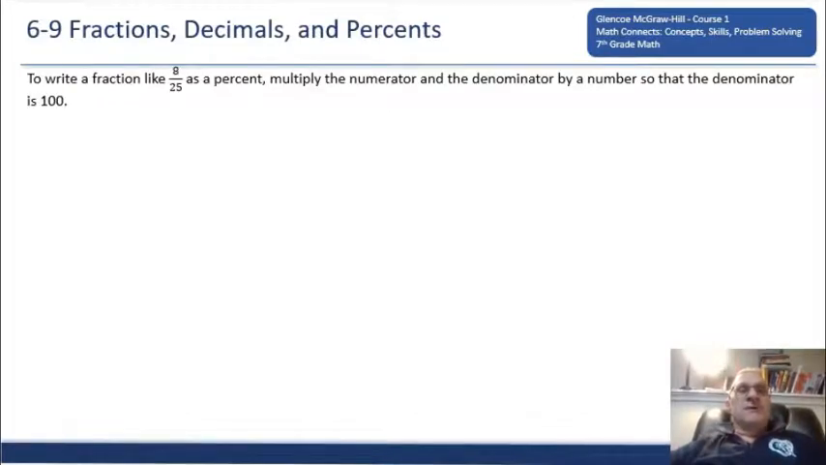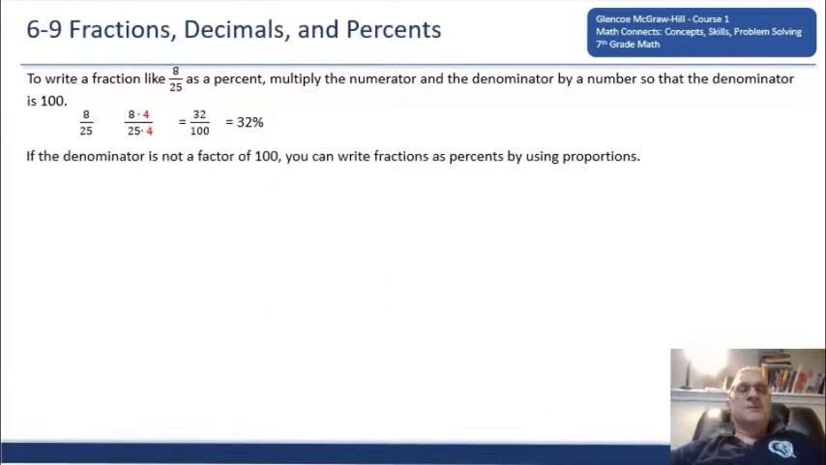To write a fraction like 8 over 25 as a percent, multiply the numerator and the denominator by a number so that the denominator is 100. So 8 over 25, what can we multiply 25 by to make it 100? That's right, 4. So if we multiply 8 times 4, 25 times 4, we get 32 over 100. And we can turn that into a percent, 32%. If the denominator is not a factor of 100, you can write fractions as percents by using proportions.